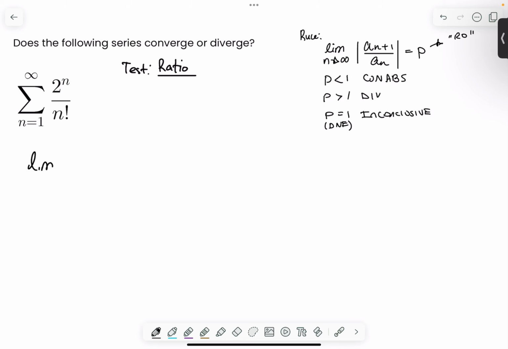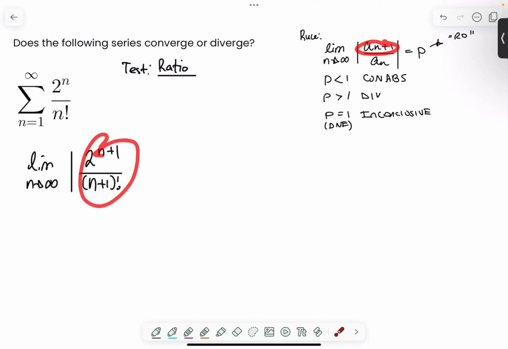So we're going to take the limit as n approaches infinity of our sequence, but wherever we see an n, we add a 1, so it's 2 to the n plus 1 divided by n plus 1 factorial. Then we divide by a of n, or we can multiply by the reciprocal of a of n, flipping the numerator and denominator, which is what I always do: n factorial over 2 to the n.